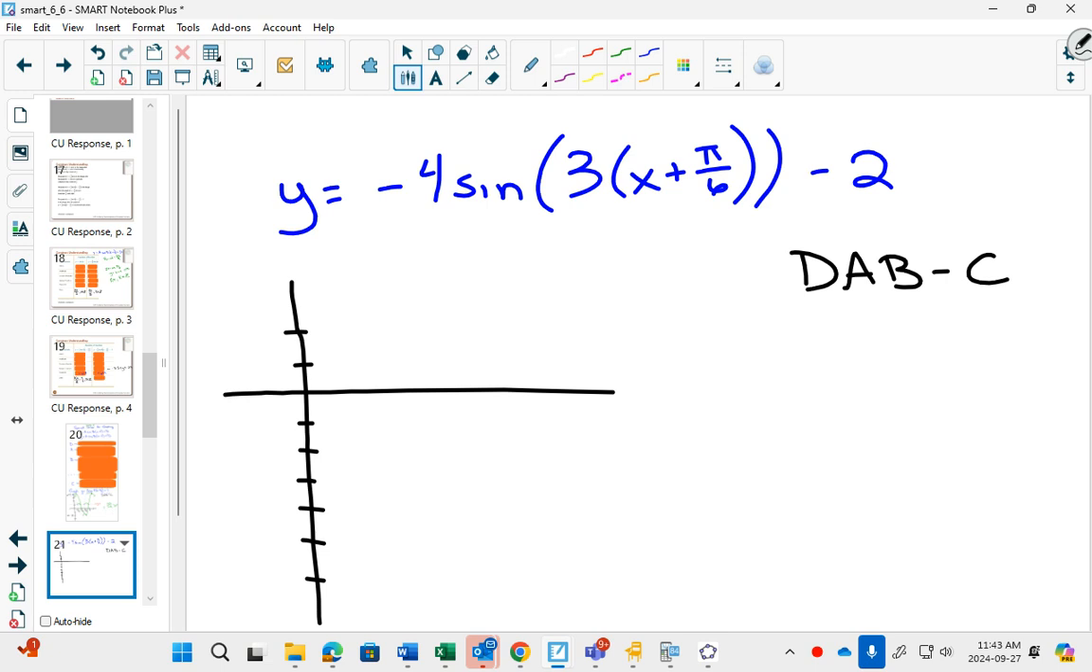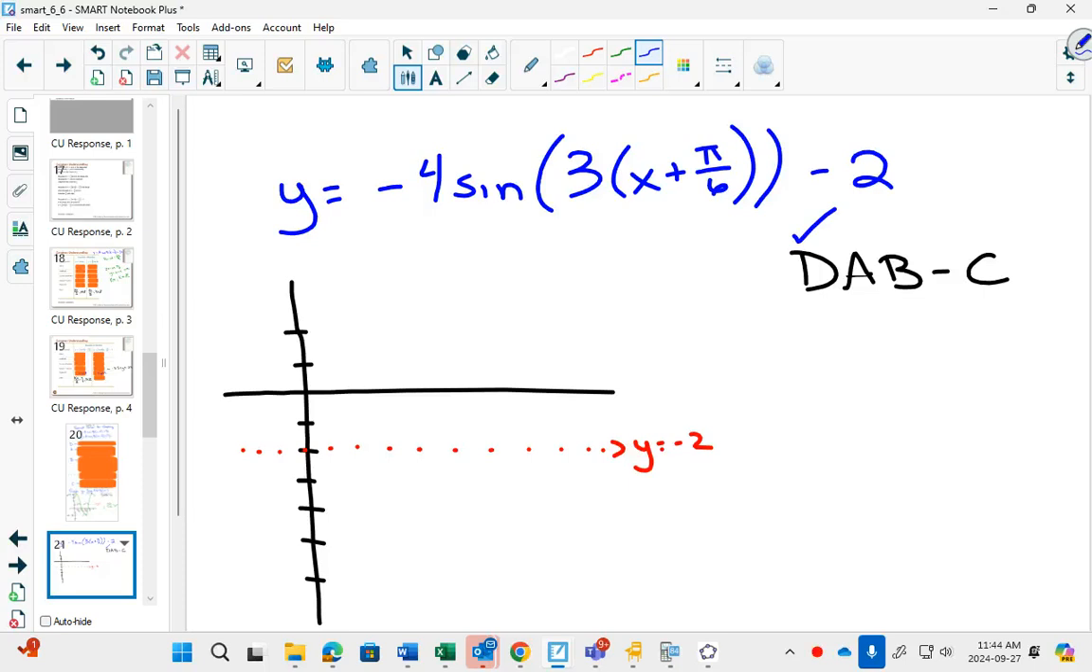Because starting with my D value, I know that my center line is going to be at y equals -2. That's all I have to do for D. And I know with my amplitude, now it's a -4, but amplitude is always a positive number. The negative is a vertical reflection.